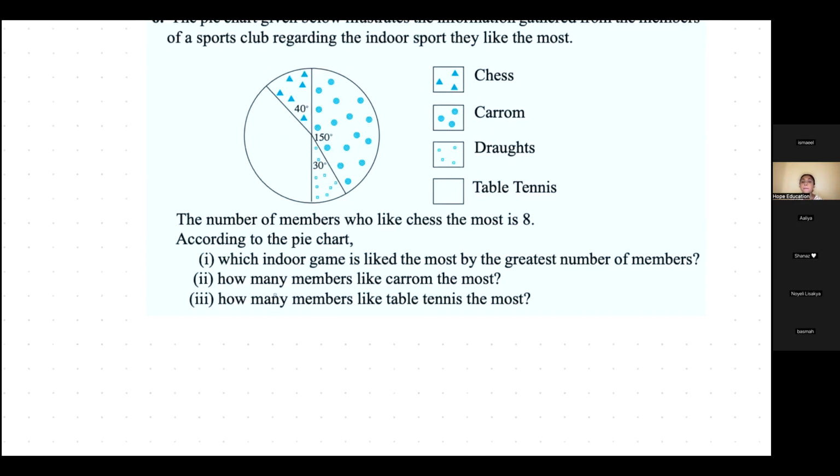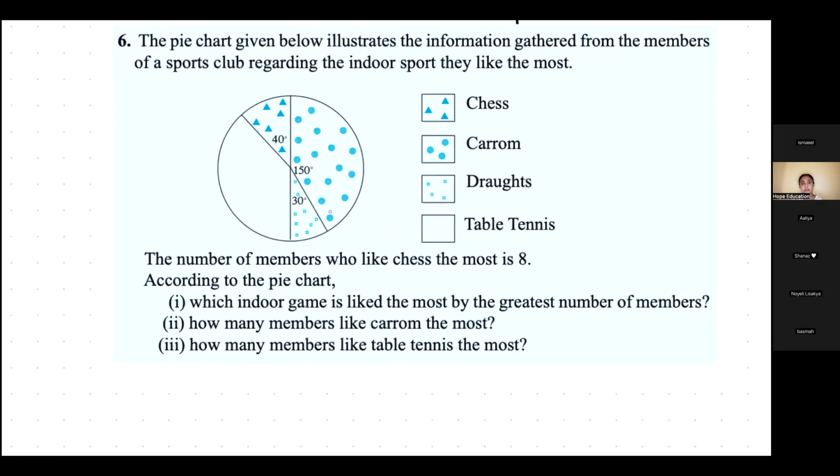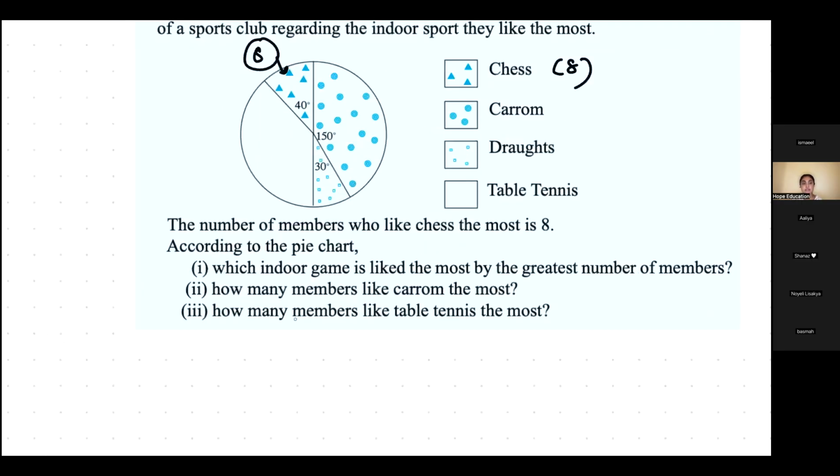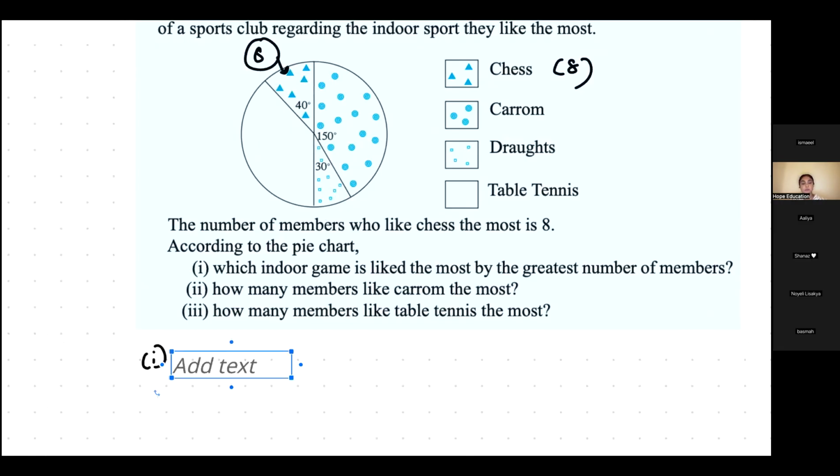Okay. Number of members who like chess the most is 8. Chess 8. Now that is right. Then, liked the most by the greatest number of members, for that we needed the angle. So yes, it is actually carom because for table tennis we get the angle as 140. So when you're writing the answer, you have to find the angle. The angle representing table tennis, you have to find it. That should be a part of your answer.